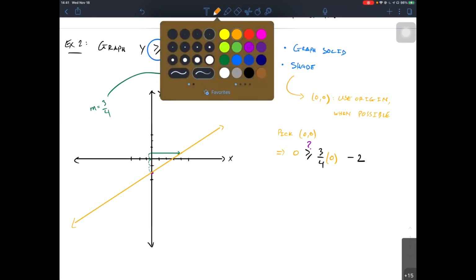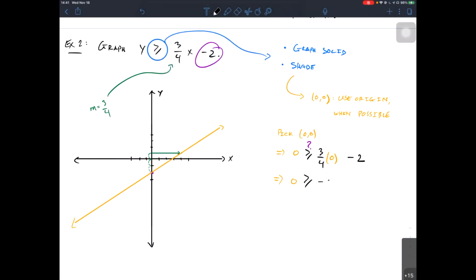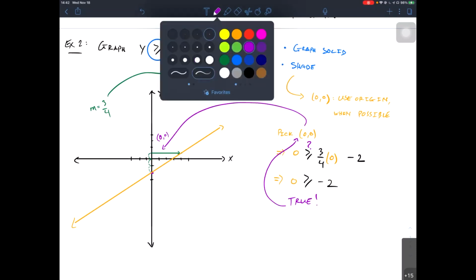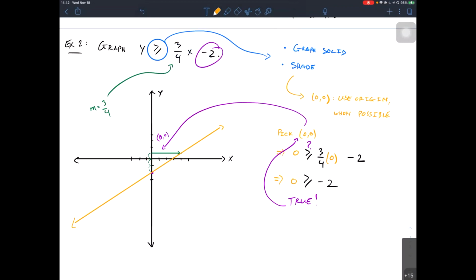This implies that 0 is greater than or equal to negative 2. So this means this is true, right? Since it is true, you go back to your point, which is right here, 0, 0. Go back to the region where it is, which is right here. I know I'm a little far, but that's 0, 0 right there I'm pointing at. And since 0, 0 is on this side or above the graph, you would shade.